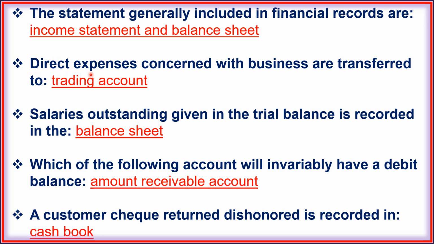Next, direct expenses concerned with business are transferred to trading account. Next, salaries outstanding given in the trial balance is recorded in the balance sheet. Next, which of the following account will invariably have a debit balance, that is amount receivable account. Next, a customer check returned dishonored is recorded in cash book.